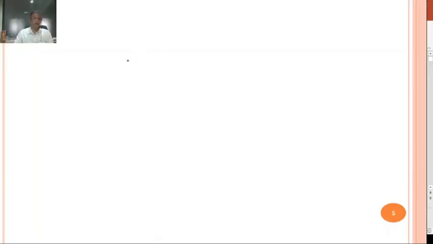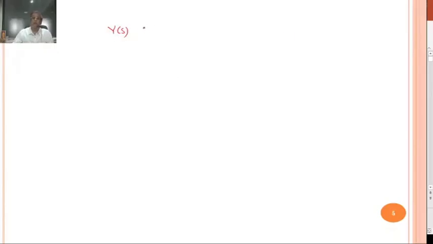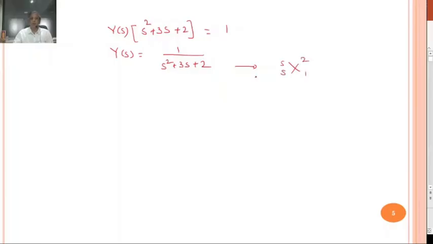Taking y of s common, this is s square plus 3s plus 2, that equals 1, which means y of s equals 1 divided by s square plus 3s plus 2. Now find the factors of this, which means the poles of this system. The factors are 1 upon s plus 1 plus 1 upon s plus 2. Here the roots or the poles are distinct, simple poles at minus 1 and minus 2.